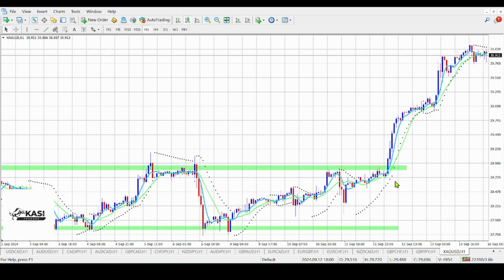Now we enter a long position when these two conditions happen. Condition number 1: the EMA 5, the blue EMA, crosses over so that it's above the EMA 12, this green EMA, and they are both facing up like here. Condition number 2: parabolic SAR appears below the price candle like here. Now we know that this is a buy order.